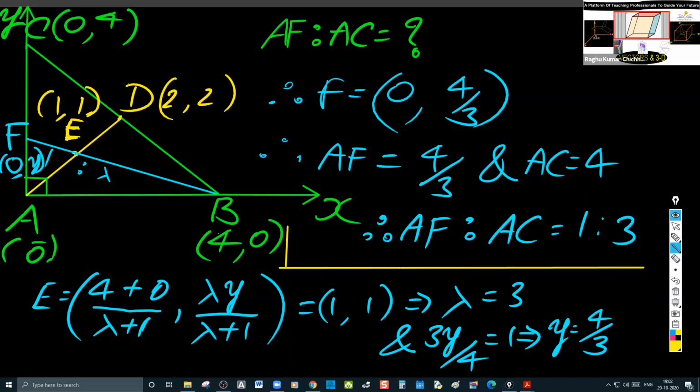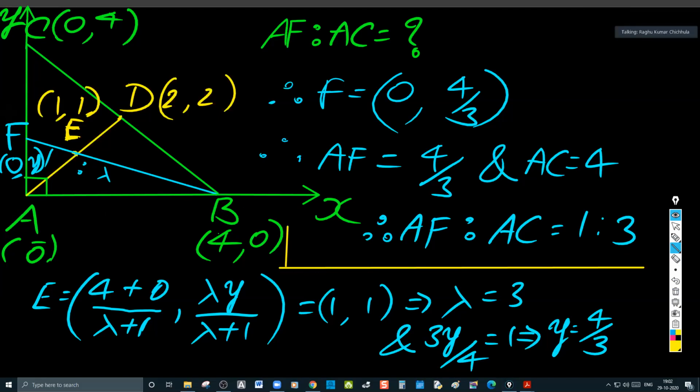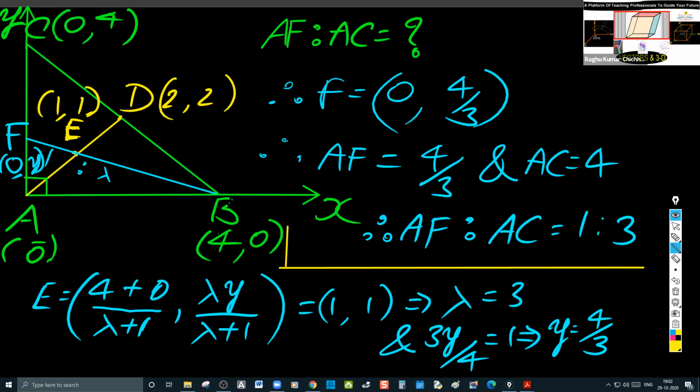Okay, so the answer should be 1 is to 3. I repeat this. What I did, I have taken a right-angled isosceles triangle to solve the problem easily. Is it possible that we can take an isosceles triangle as we like? Yes, we can take, because all the properties of a triangle should be common to all the triangles.